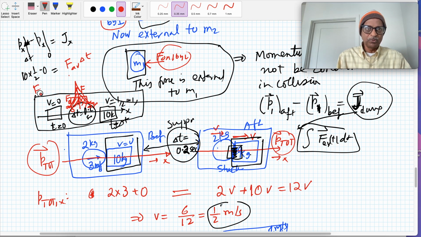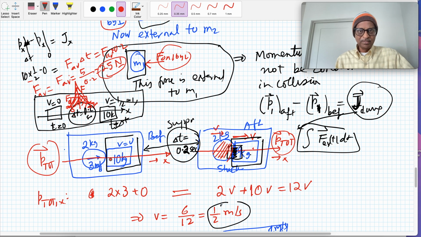So in the absence of that, we can only talk about average force. So the average force that this object applied on that object can be obtained from here. So this is F average times 0.2, and this is 5 and this is 0.2, so F average will be 50 over 2, which is 25. So it's going to be 25 Newton in this problem.